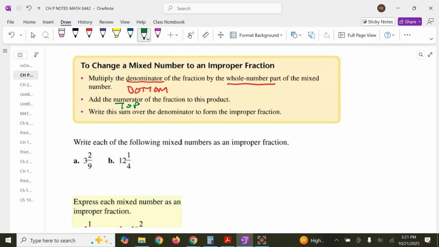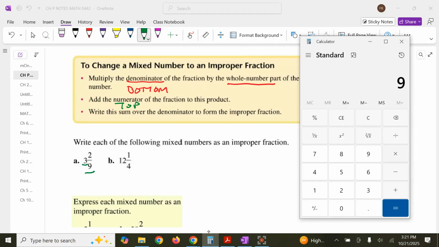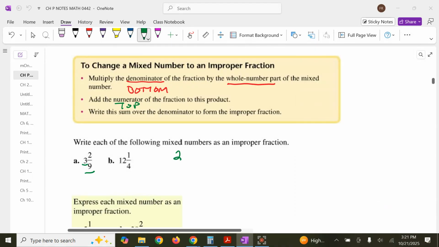Okay, so look, we're going to multiply the denominator 9 times 3. So I'm going to take my calculator. Let's clear this out. Let's go. What's 9 times 3? 9 times 3 is 27. Then we need to add the number on the top. 27 plus 2, 29. Then we're going to write that over the original denominator. So we're going to leave it over 9.